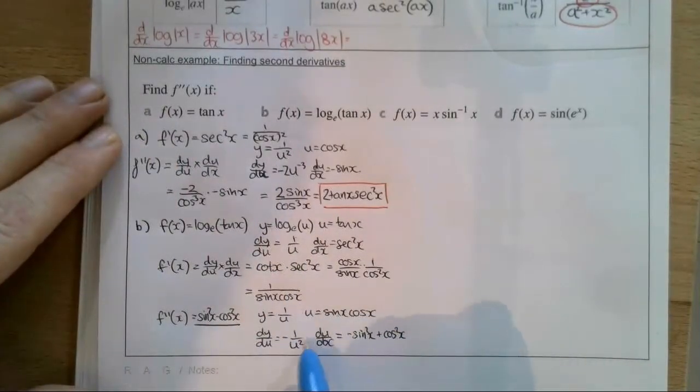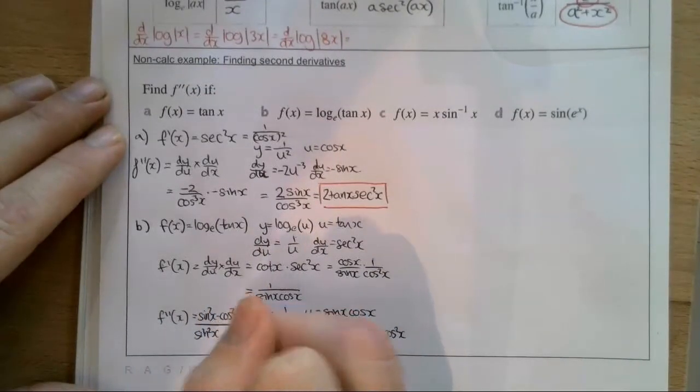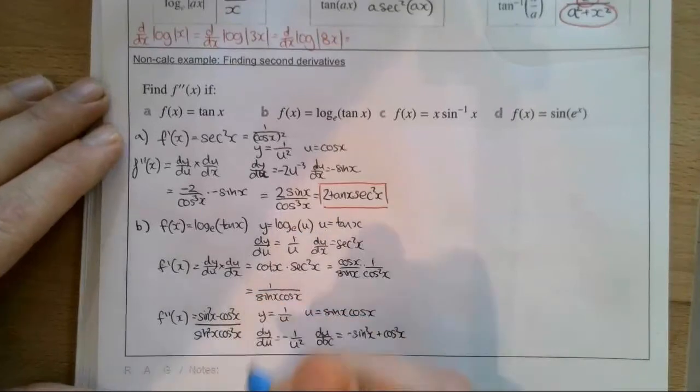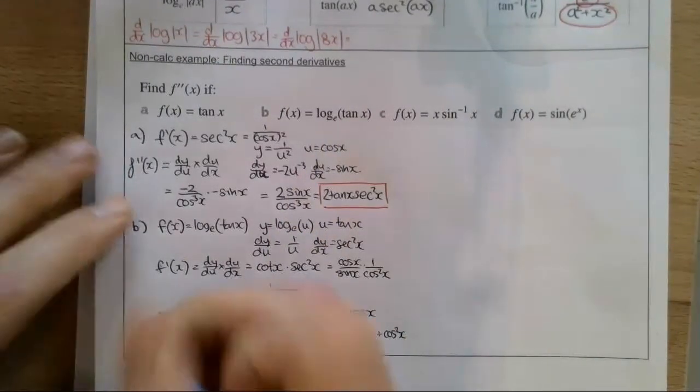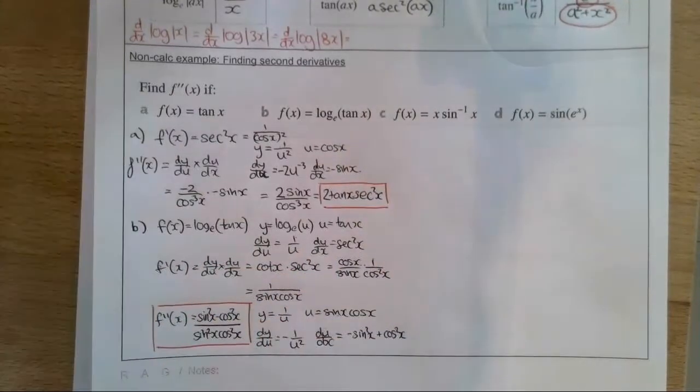And that's going to be all over u squared, and u was sine x cos x, so this is going to be sine squared x cos squared x. I think that's quite a neat form for the solution to this one, but there are equivalent forms.